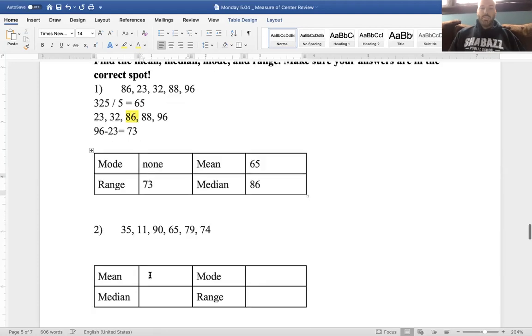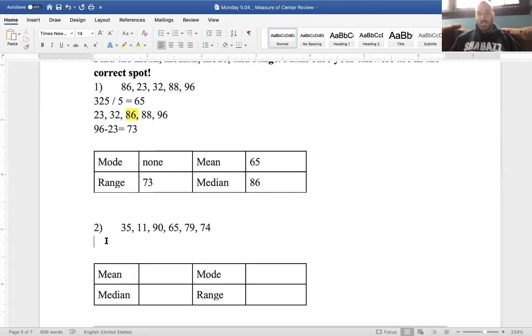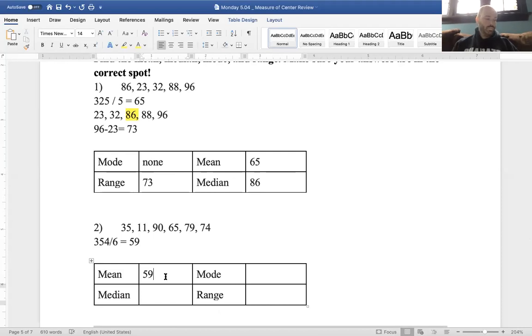Probably the trickiest problem you're going to see today, because when we get to the median, it was a little more difficult. But I'm going to start with the mean, add them all up. I get 354. Divide by how many numbers there are, 6 numbers, which gives me a mean of 59. Mr. Magnat is so mean for making us do that whole addition problem and then another division problem.